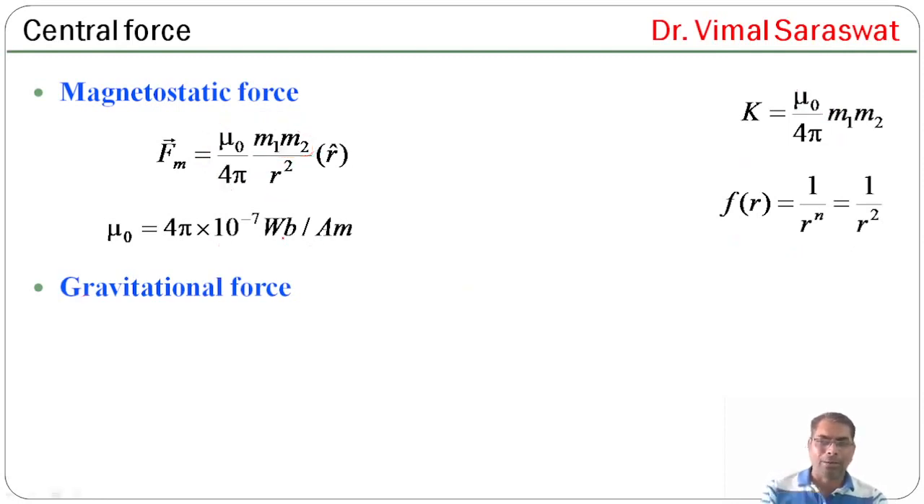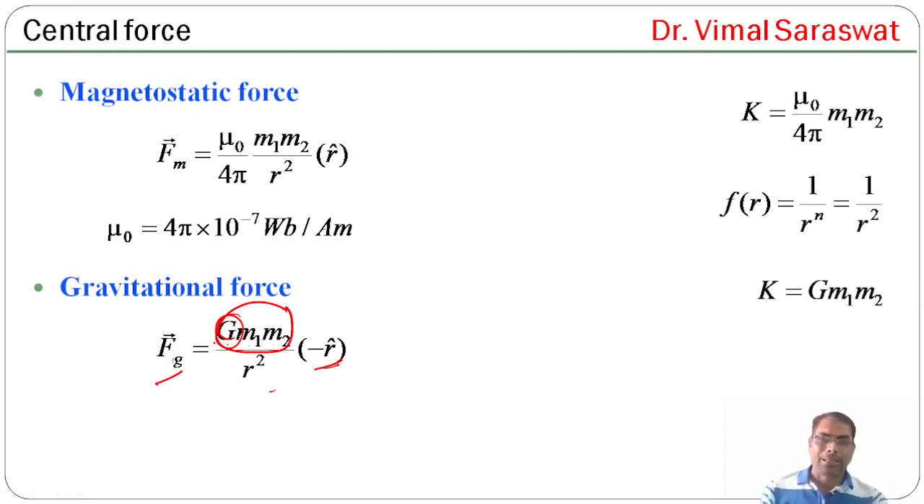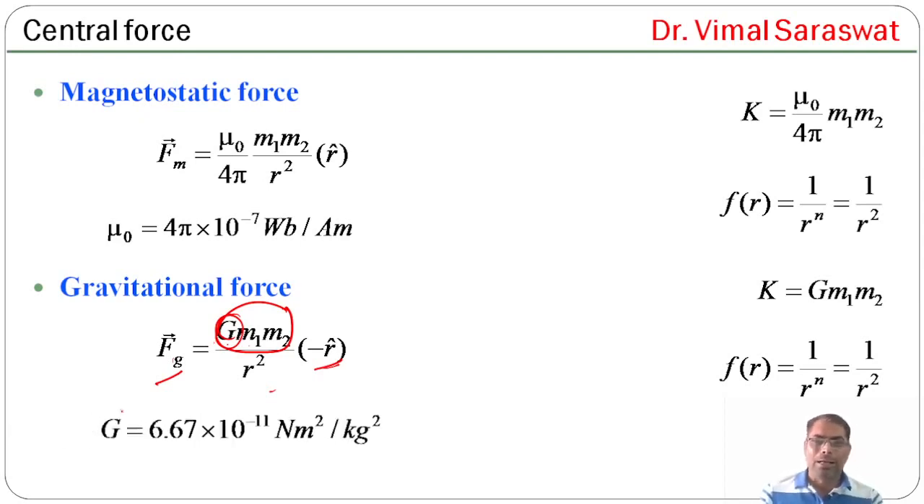If we think about gravitational force, then Fg equal to G m1 m2 upon r square into minus r cap, and here capital K is G m1 m2, and this G is the gravitational constant. So capital K equal to G m1 m2, and f(r) equal to 1 upon r raised to n equal to 1 upon r square, and G is the gravitational constant, and its value is 6.67 into 10 raised to power minus 11 Newton meter square per kilogram square.